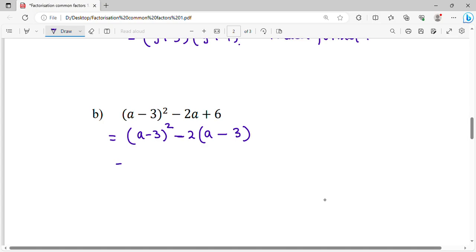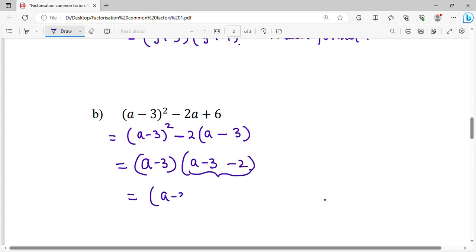Alright. So here I have (a minus 3) common. So what is left out? (a minus 3). This whole thing goes up minus 2. And you can still further simplify that. It's (a minus 3) bracket (a minus 5). And your job is done. Alright?